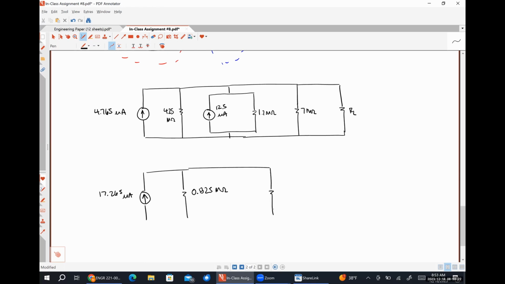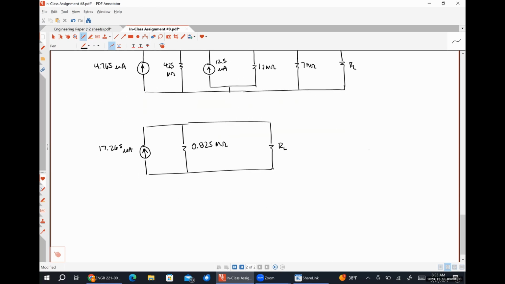in parallel with my load resistance RL. So what value of RL makes maximum power transfer occur? 0.825 megaohms. So I'm just going to store that as C.